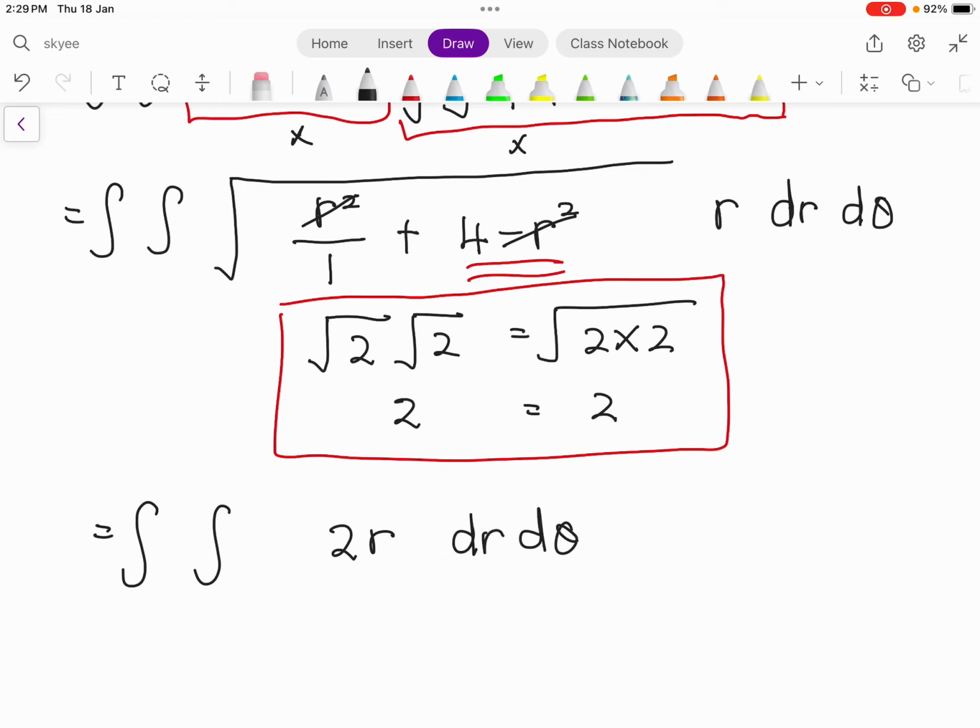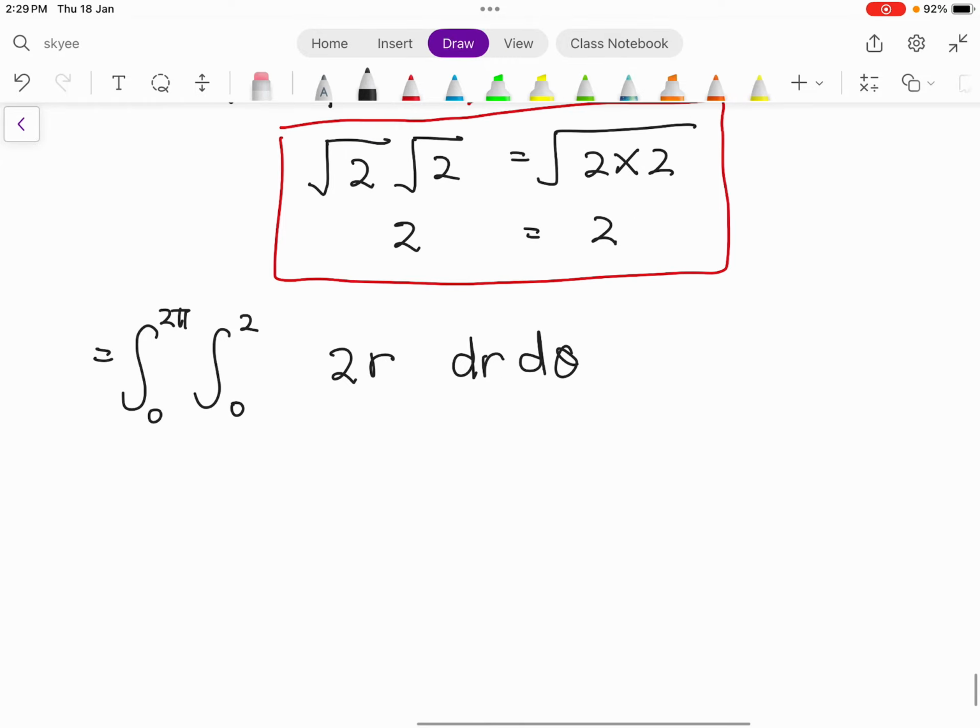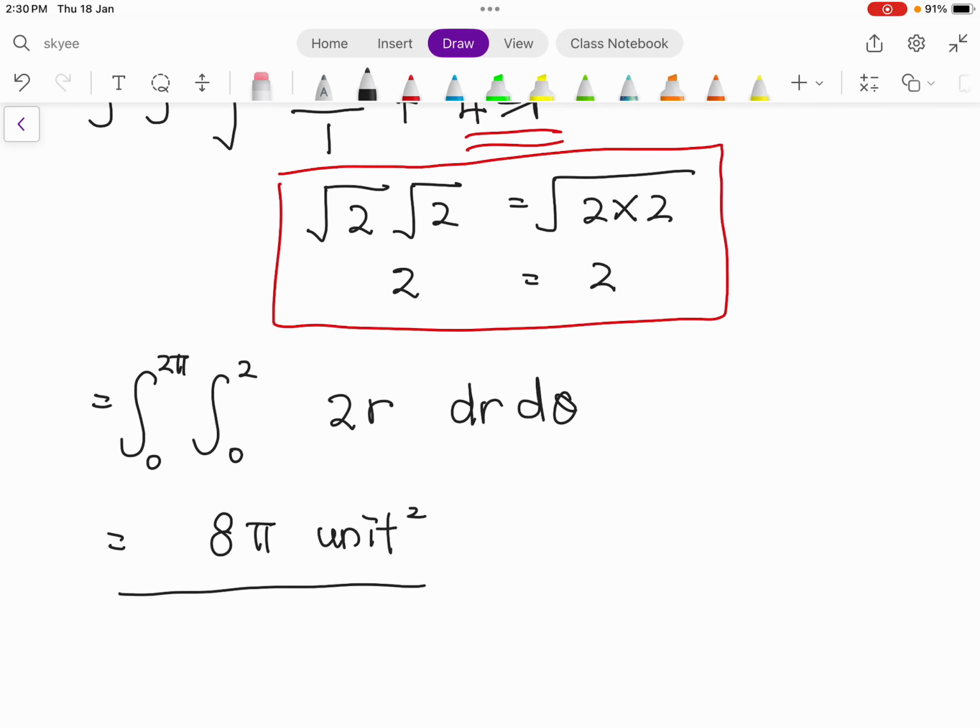You need to define the interval. The interval will be from 0 to 2 for r, and 0 to 2 pi for theta. This you can do with the calculator, integrate 2r, and you get 8 pi. You get 8 pi unit square. So this is for question 3b.